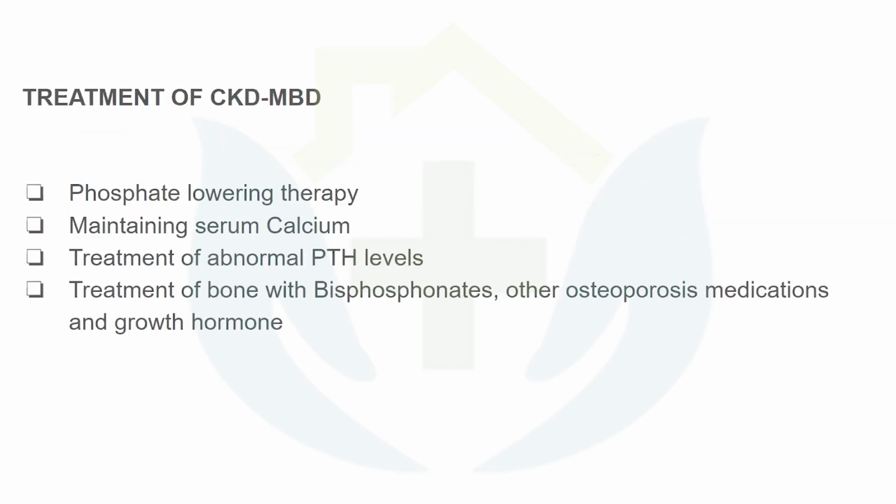So, coming to treatment of CKD-MBD, the four main targets are to lower the phosphate levels, maintain serum calcium in normal levels as much as possible, correction of abnormal PTH levels, suppression of high PTH levels, and treatment of bone with bisphosphonates or other osteoporosis medications when indicated.